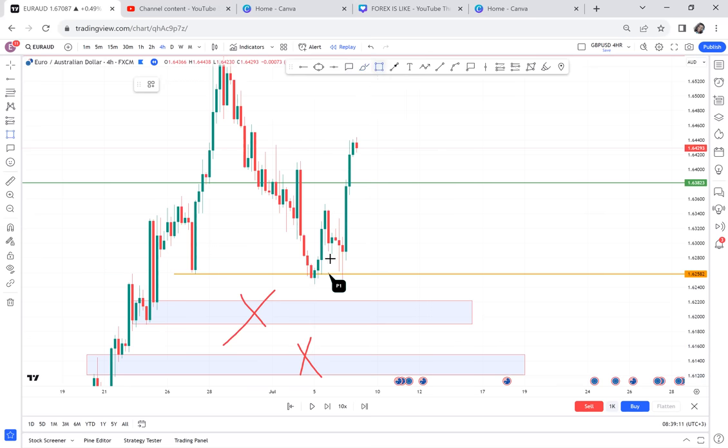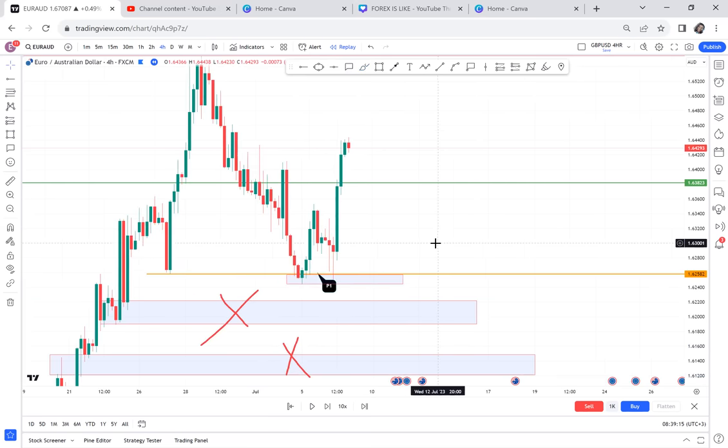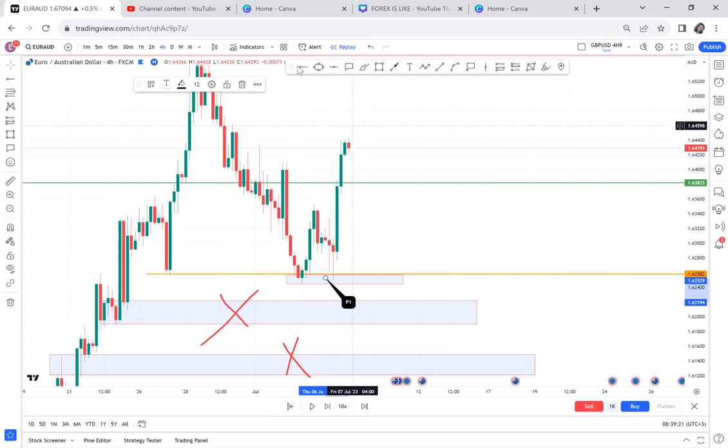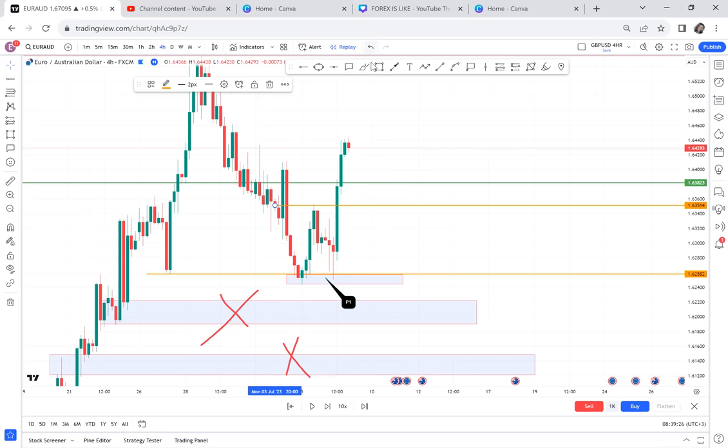Our first pattern is this double bottom. Can you see that double bottom? So this becomes our first pattern. And then the pattern breaks the neckline. Once it breaks the neckline, it completes. This pattern completes. So the advanced trader, they don't know what to do next.